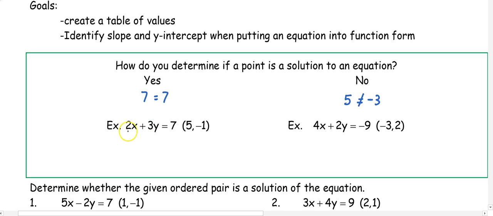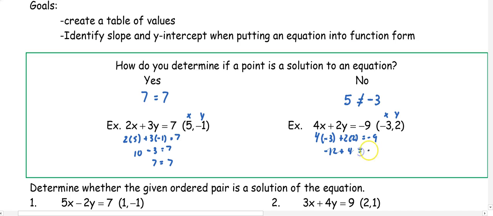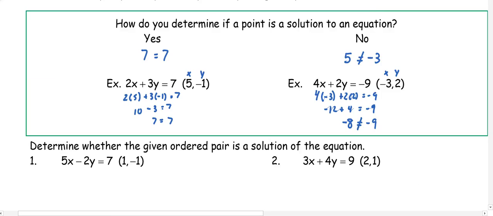So in the first example in this box here, we're going to put 5 in for x and -1 in for y. So 2 times 5 plus 3 times -1 equals 7. That gets us 10 minus 3, so 7 equals 7. So this would be a yes. In the second example, this is our x, this is our y again. So 4 times -3 plus 2 times 2 equals -9. So we would get -12 plus 4 equals -9. When we do that, we only get -8, and -8 does not equal -9. So this would be a no.